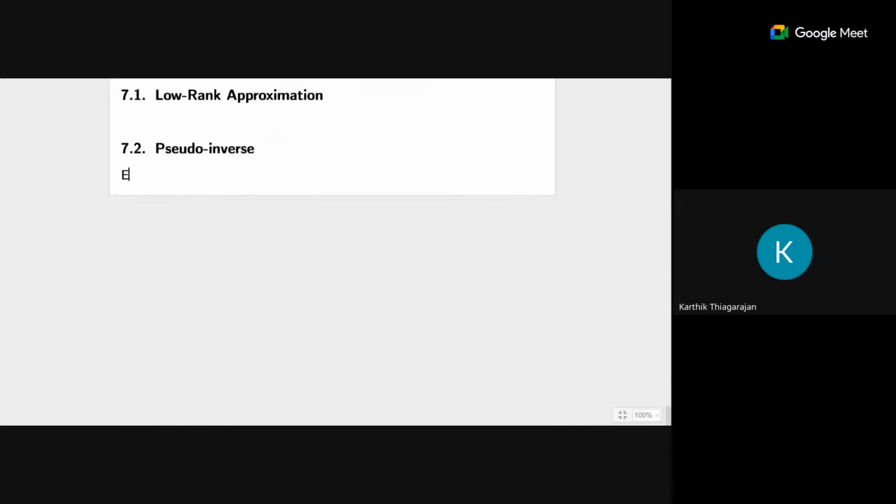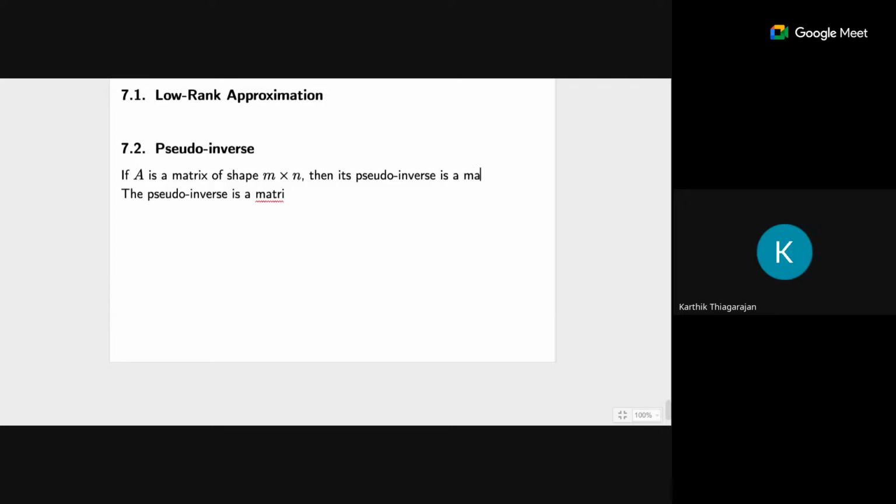So the pseudo inverse is a matrix. If A is a matrix of shape m cross n, then its pseudo inverse is a matrix of shape n cross m that has inverse-like properties. Okay, it's not exactly an inverse, that's why it's called pseudo. Pseudo means fake, somewhat, right? So it's a fake inverse with inverse-like properties, and it is computed using the SVD.